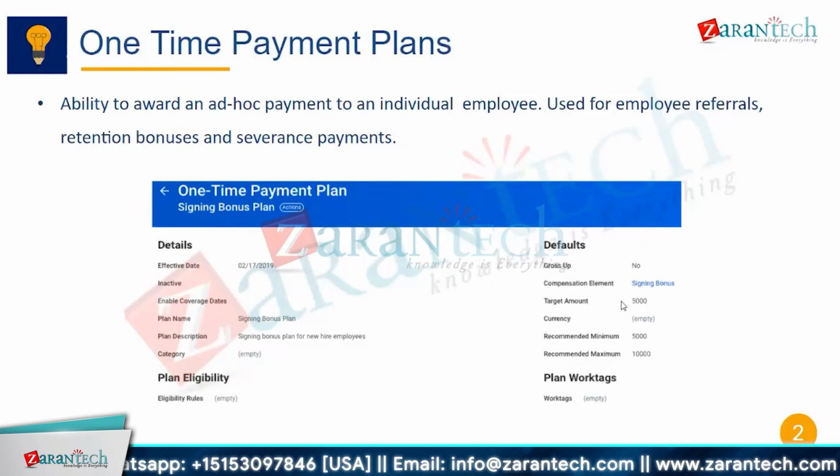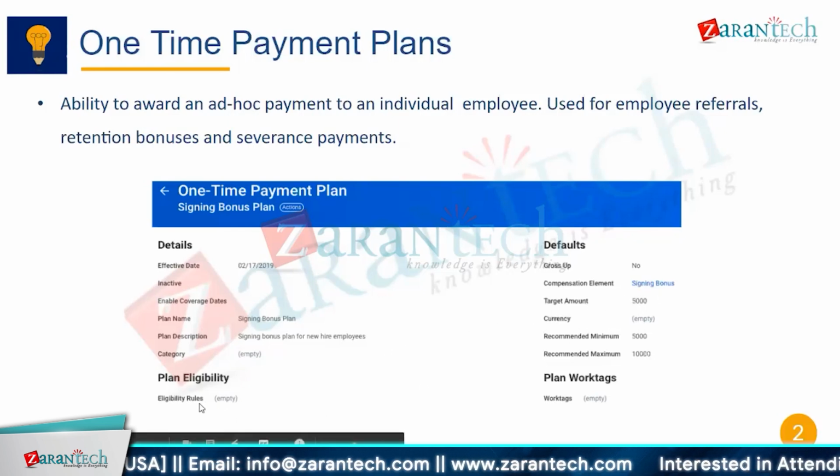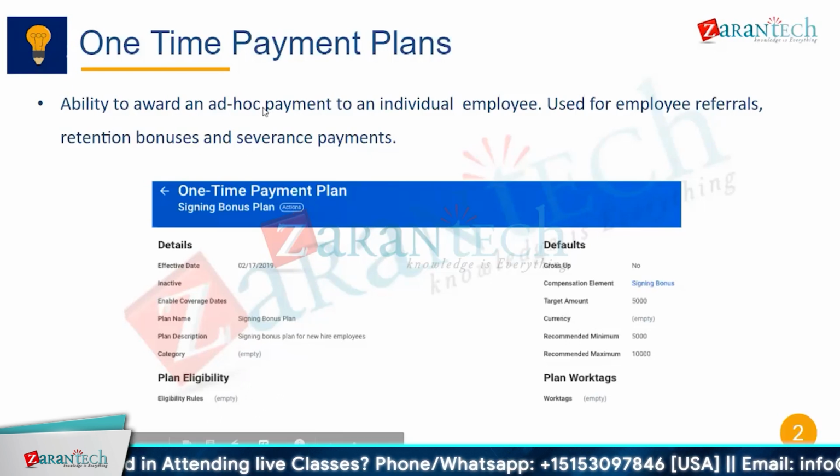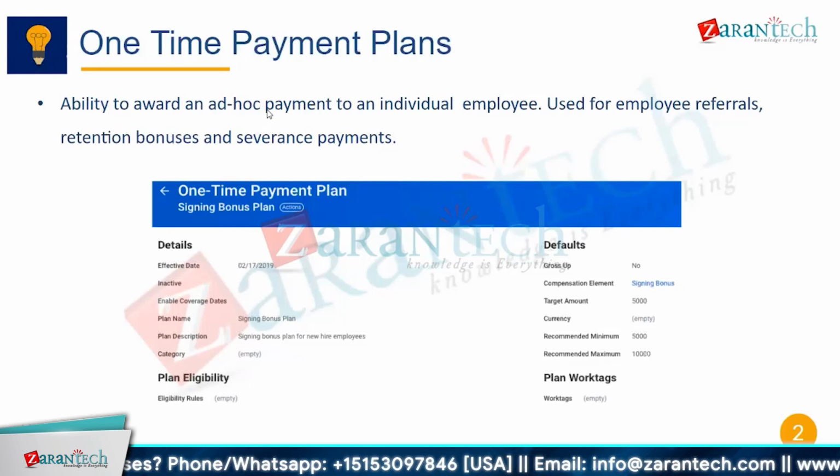And then, you can have a default target amount, or you can base it on eligibility rules. Another type of one-time payment plan could be a spot bonus. So if you do a great job and the company has a spot bonus program, then in order to give you that spot bonus, you will have a one-time payment plan set up called spot bonus plan, and then the management or HR would initiate that transaction.